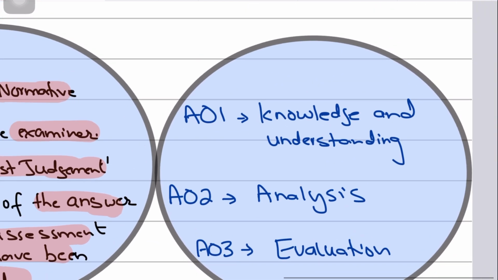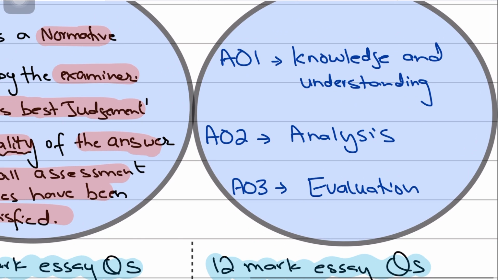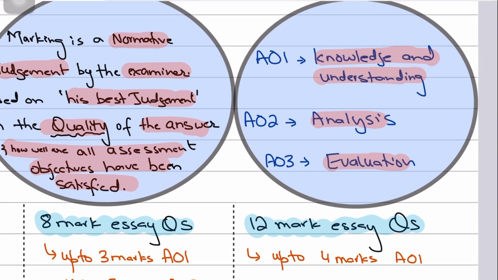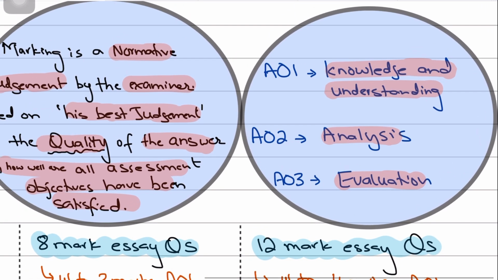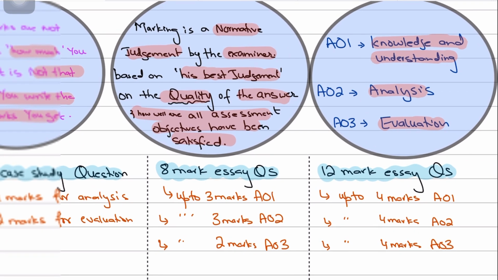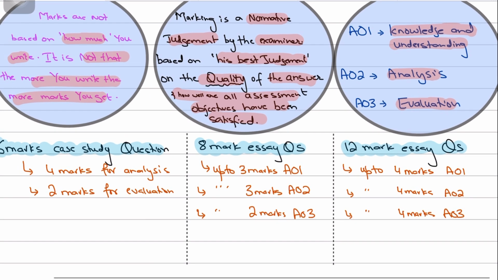There are 3 assessment objectives that you need to be aware of. That is assessment objective 1, which is knowledge and understanding, assessment objective 2, analysis, and assessment objective 3, evaluation. Now, in this video, I'm not going to be explaining in detail what these assessment objectives are. You need to wait till my next video comes out, where I will be explaining in detail regarding that. But for this video, I'll just give you a breakup about how the questions are marked according to the assessment objectives.